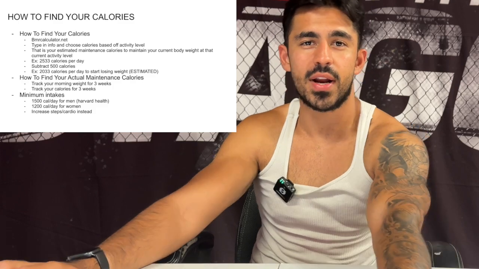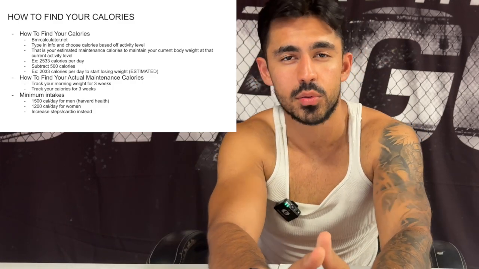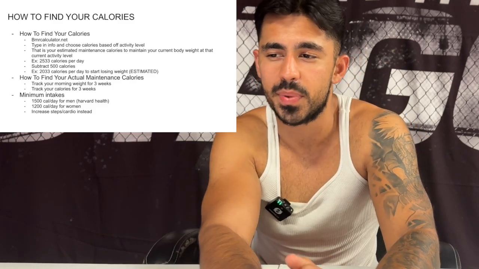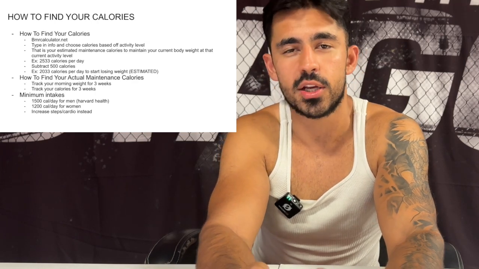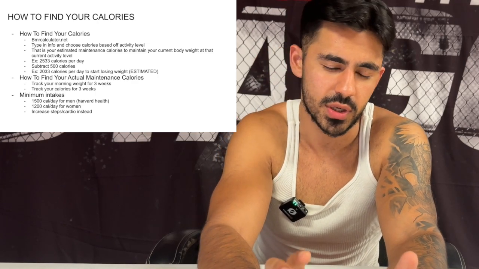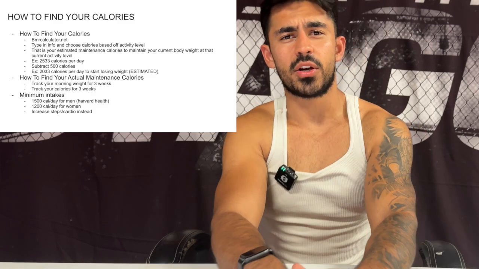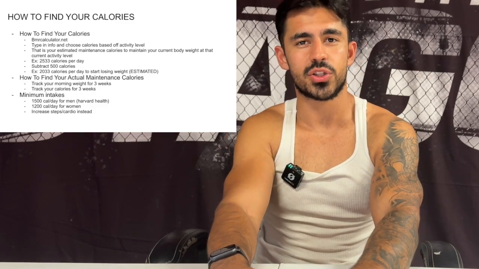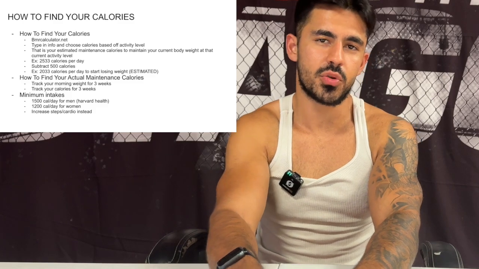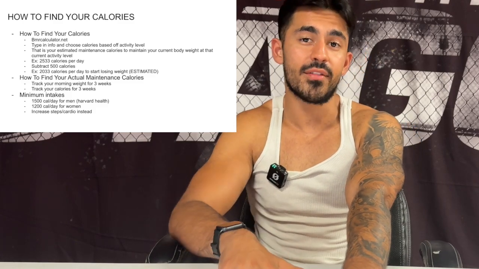So how to find your actual calories that you need to lose weight. How to find your calories? Well, you go to bmrcalculator.net. And once you go there, you're going to type in your info, and you're going to choose your calories based off your activity level. So you're going to type in your height, your weight, some other information. It's going to spit out a calorie number. That's your basal metabolic rate. That's how many calories you burn at rest. And you're going to adjust to that based on the little chart that they have below that.